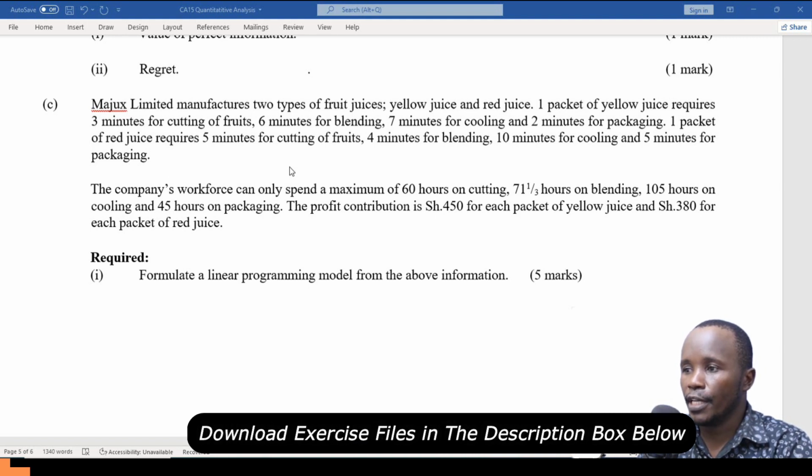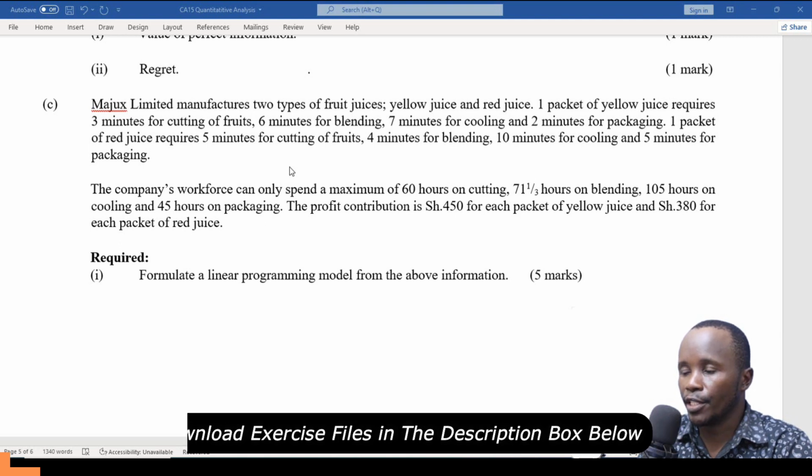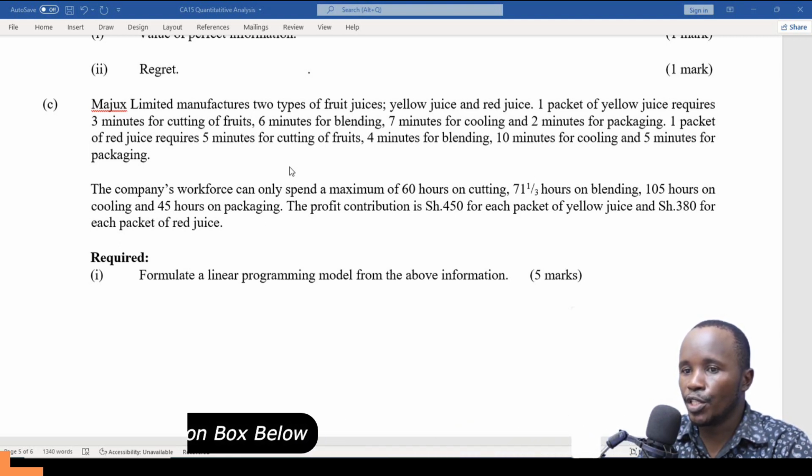1 packet of yellow juice requires 3 minutes for cutting of fruits, 6 minutes for blending, 7 minutes for cooling, and 2 minutes for packaging. 1 packet of red juice requires 5 minutes for cutting of fruits, 4 minutes for blending, 10 minutes for cooling, and 5 minutes for packaging. The company workforce can only spend a maximum of 60 hours on cutting, 71 and a third hours on blending, 105 hours on cooling, and 45 hours on packaging.